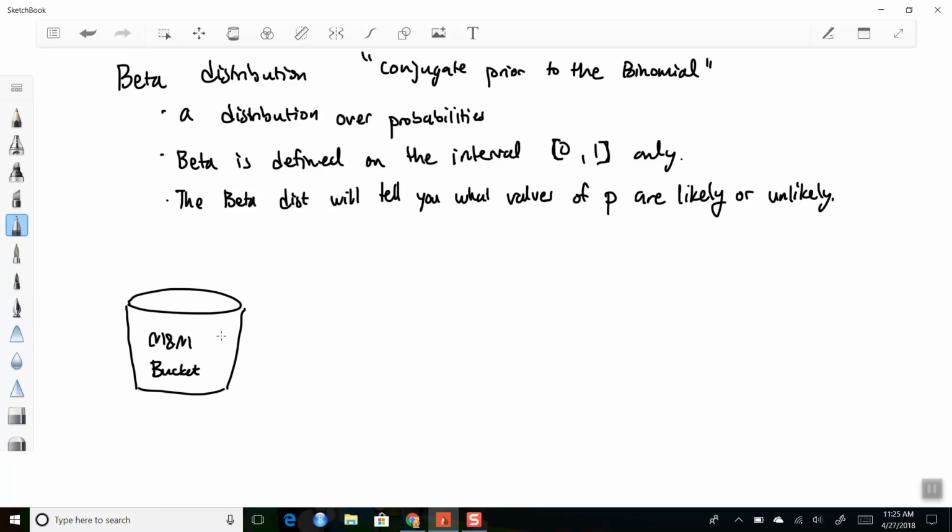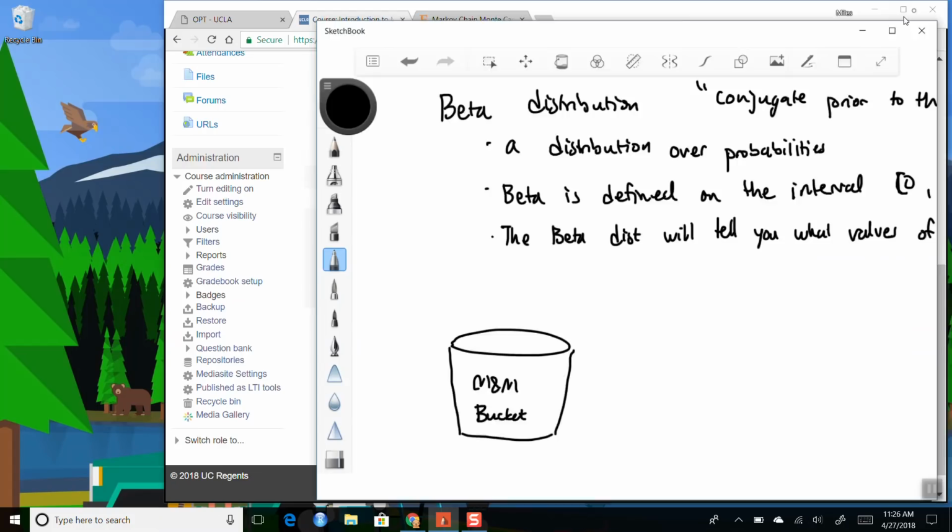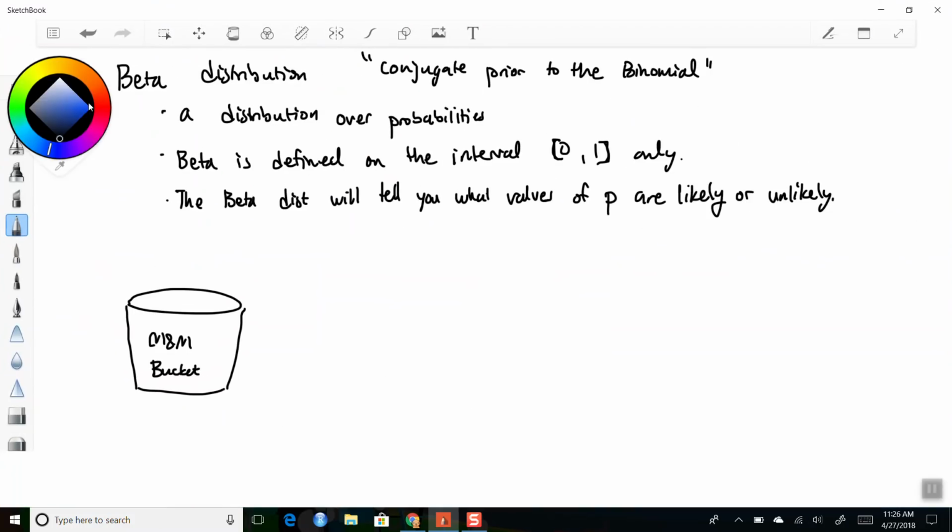Okay, so before we get to actually look inside the bucket or look at any M&Ms, right now our beliefs about what proportion are green are going to be flat between 0 and 1. So we've got basically a uniform distribution from 0 to 1, and that will actually be the beta 1-1 distribution. Okay, so let me just write down everything I've said so far quickly.